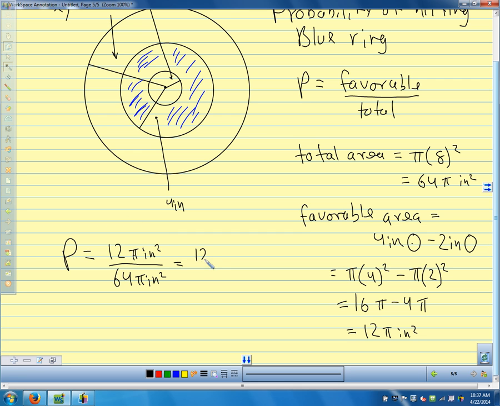I get 12 sixty-fourths. I was reducing one part and not the other part. 12 sixty-fourths. Reduce that, divide everything by 4. 3 sixteenths. And if I turn that into a percent, that comes out to 18.75%. So I have an 18.75% chance of hitting that blue ring if I throw a dart at random into that target.